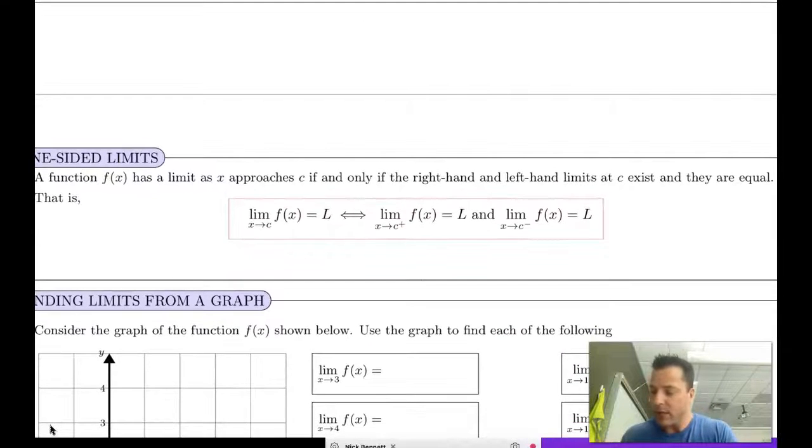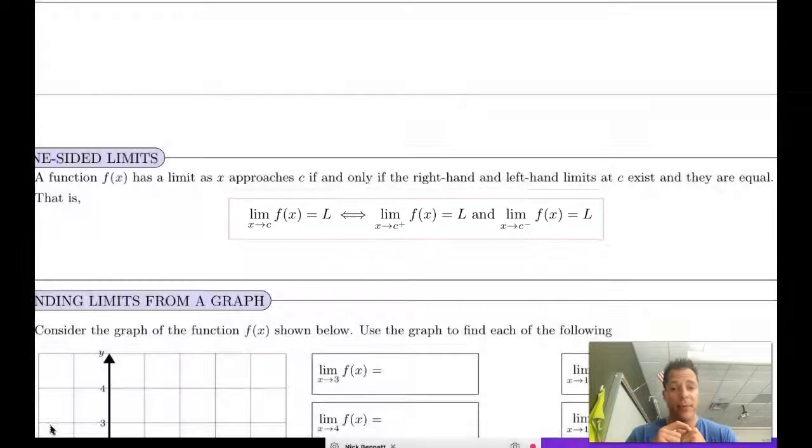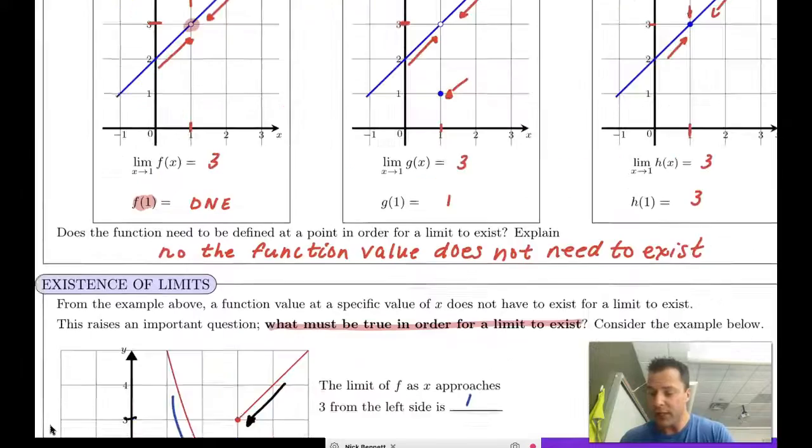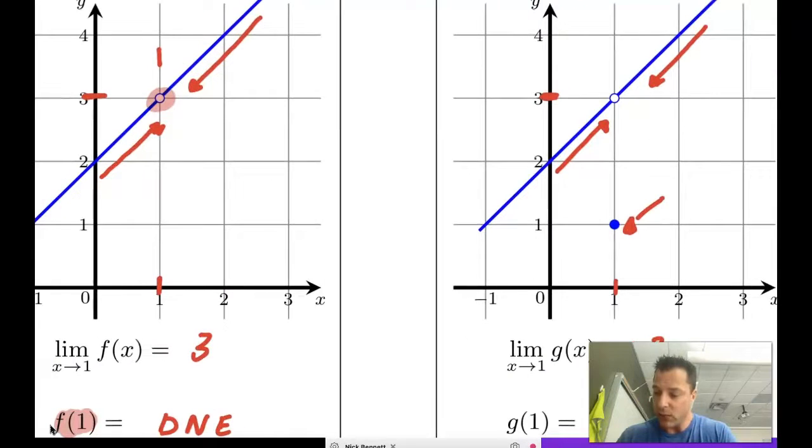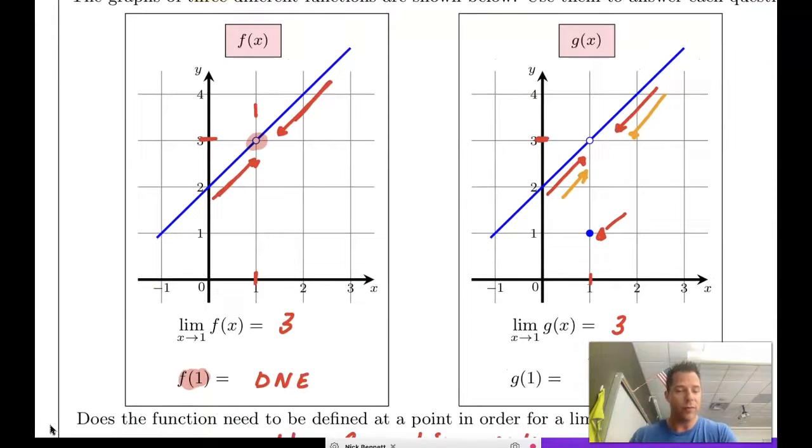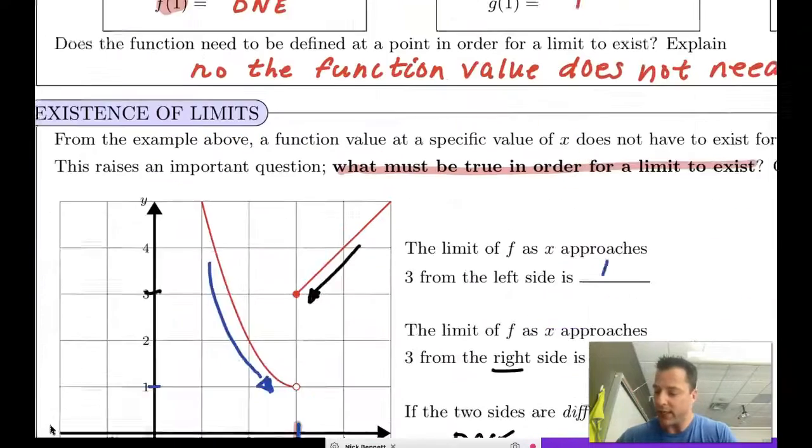Well, a limit will fail to exist if the left side and the right side, or the left hand and the right hand limit, do not match. The left and the right hand limits have to equal at a point in order for the limit to exist at that point. Okay? And that goes back up to these 3 examples. In each one of these, the right hand and the left hand limits all equal the same value, therefore the limit at that point existed.